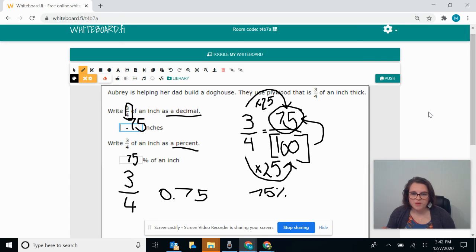I hope that this is helping y'all understand the steps that you should do to change decimals, percents, and fractions into each other.